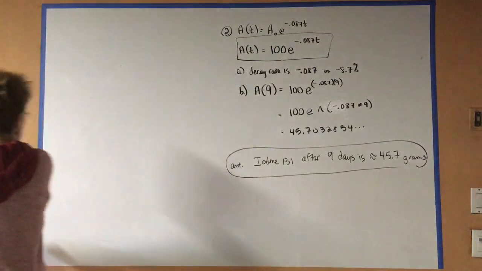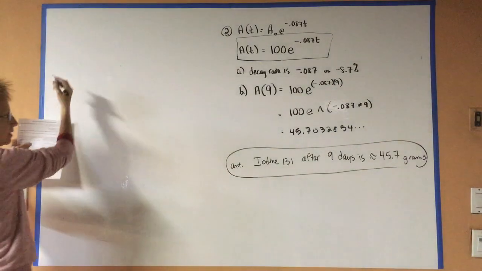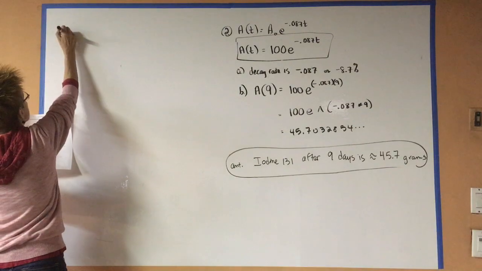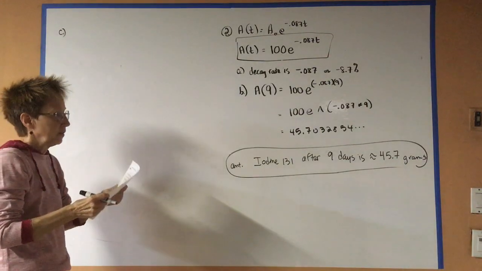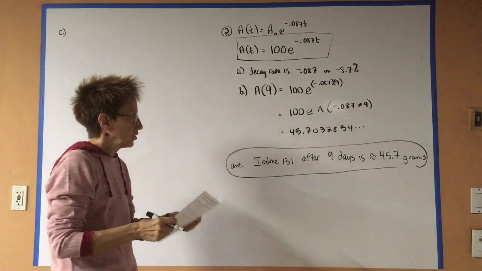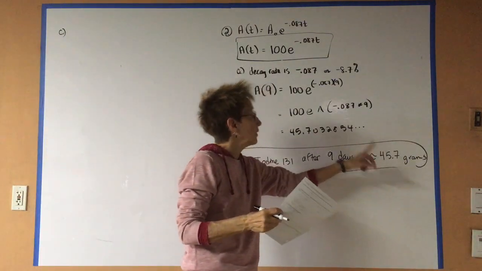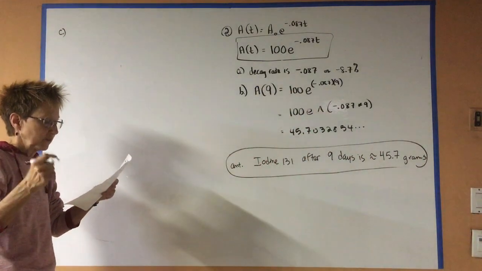So next question, part C, says, when will 70 grams of iodine 131 be left? So when will 70 be left? It should be less than 9 days because clearly we're not taking as much of it away here. So how long will it take for 70 grams to be left?